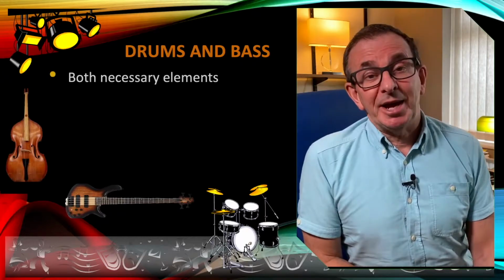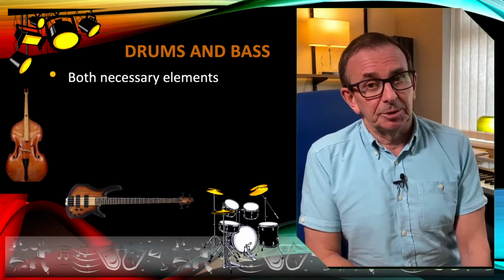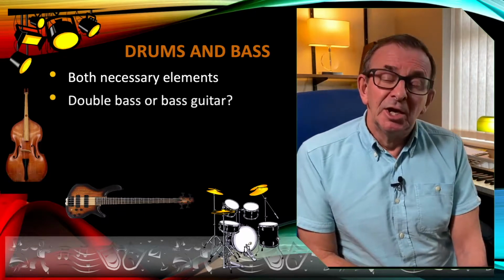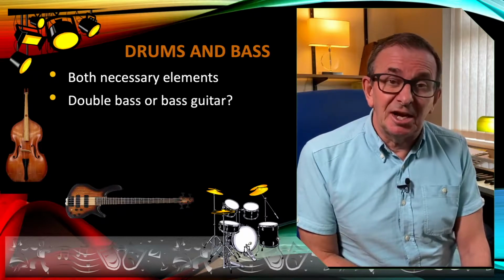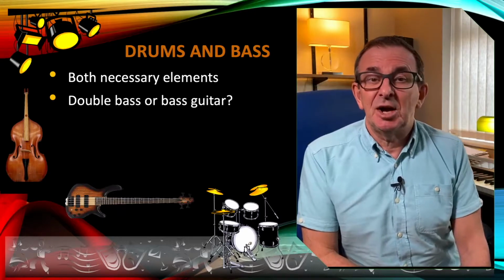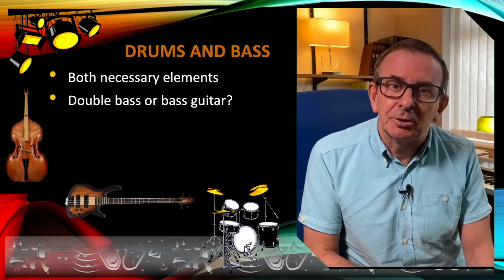The drums and bass are clearly both necessary elements within any musical accompaniment, unless of course you're just using a piano. Whether it's a double bass or a bass guitar would almost always depend on the musical itself. A bass guitar would be preferable for a rock musical, for instance, and maybe not for the Marriage of Figaro.